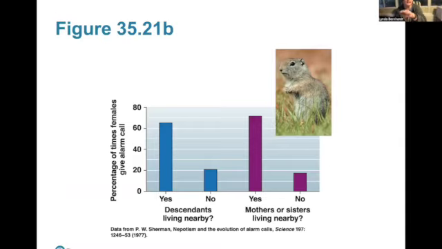And they did a study with ground squirrels where they found the ground squirrel was more likely to alert that there was danger around if the mother or sisters were nearby.